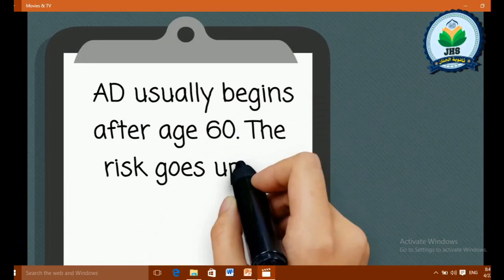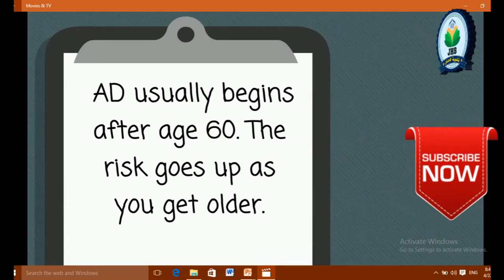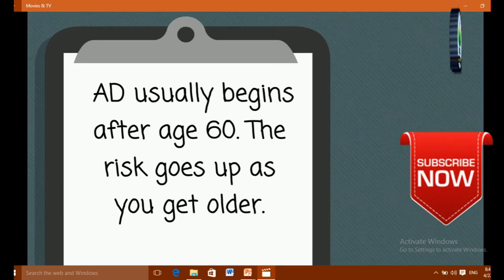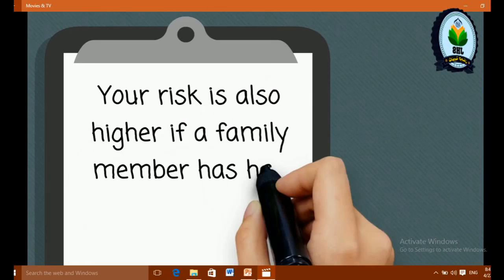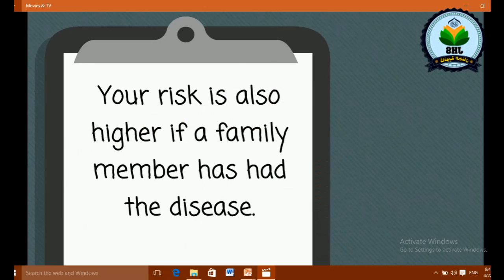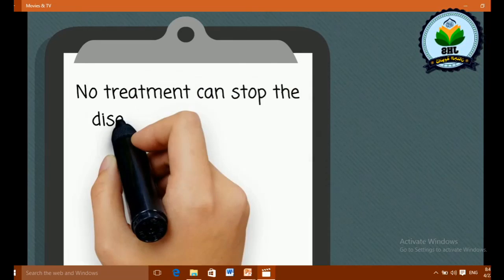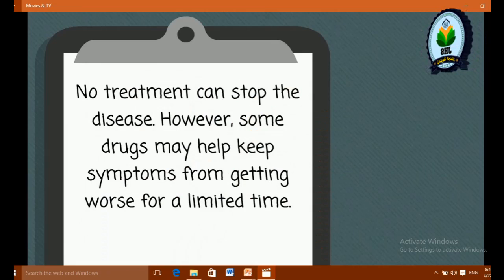AD usually begins after age 60. The risk goes up as you get older. Your risk is also higher if a family member has had the disease. No treatment can stop the disease. However, some drugs may help keep symptoms from getting worse for a limited time.